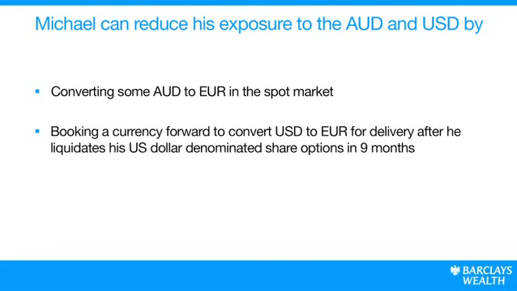Secondly, he could book a forward contract to convert US dollars to euro for delivery shortly after he is able to liquidate his US dollar denominated share options in 9 months' time. Michael feels that the US dollar may weaken in value against the euro, and so by booking a forward contract, he can secure his foreign exchange rate no matter what happens with the US dollar to euro rate over the next 9 months.